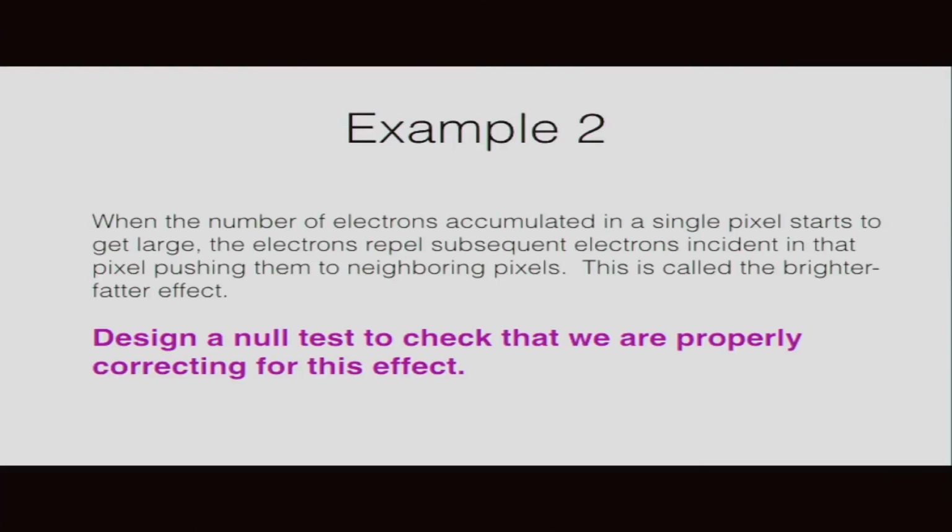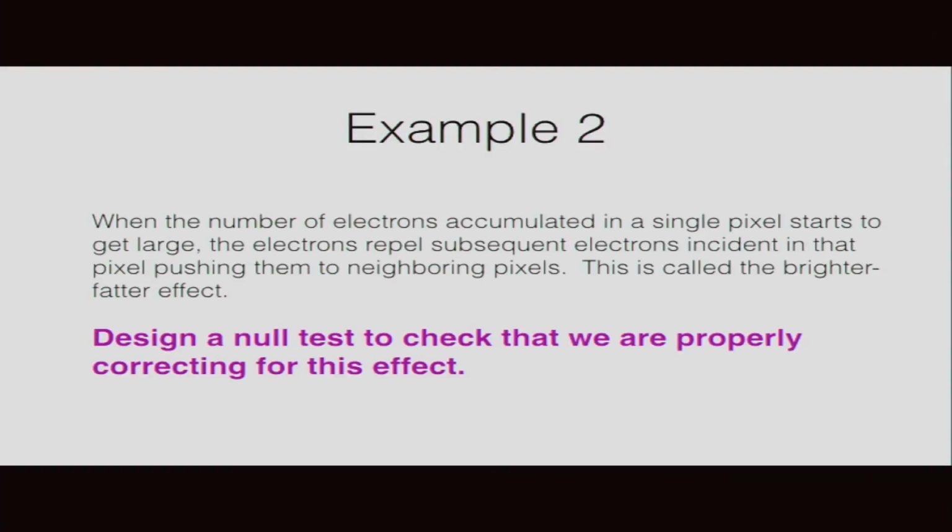Okay, here's another example that I will again ask you to brainstorm on. This one, Craig Glage is highly familiar with. The brighter, fatter effect is when, as light is incident on your camera, it makes electrons. The electrons rain down from voltage and get caught into each individual CCD pixel. As you start to get a lot of electrons, they start repelling the next ones down and push them out into neighboring pixels. So brighter things tend to get a little bit bigger, so brighter, fatter, right?